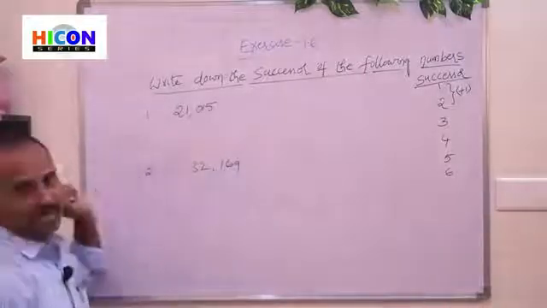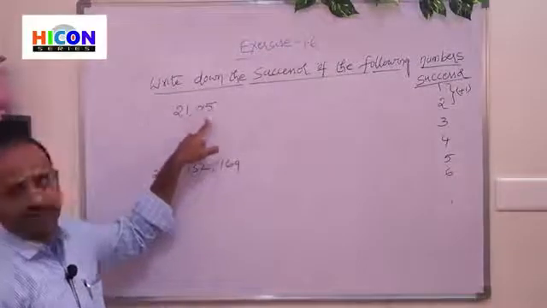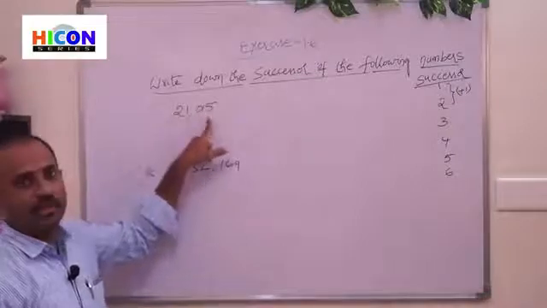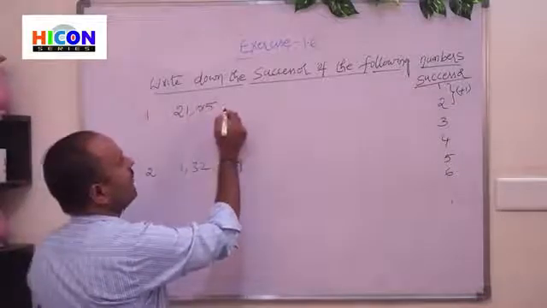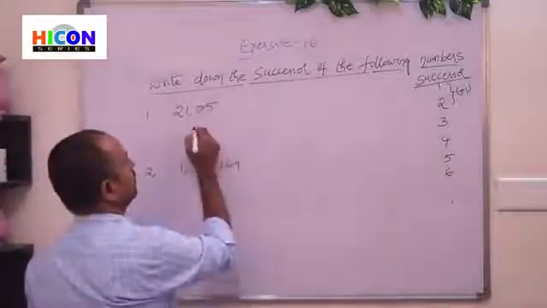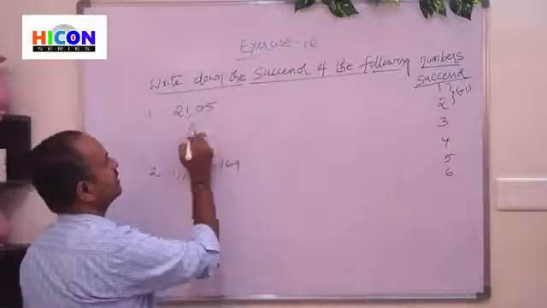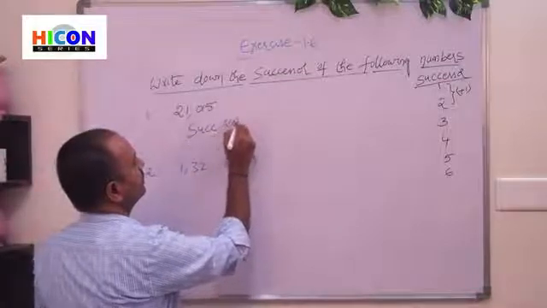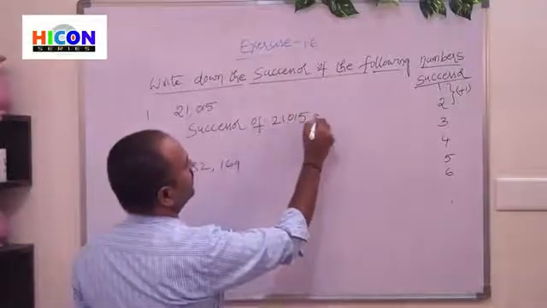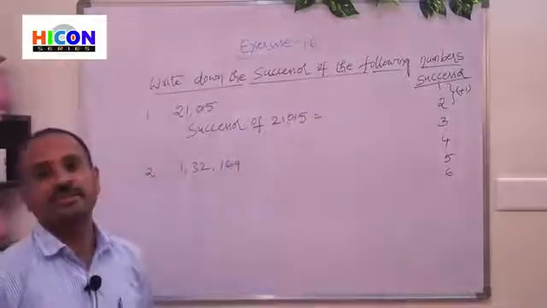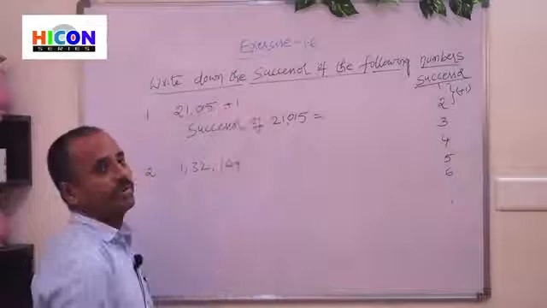There are 2 problems given. See the first problem, 21,015. What is the successor of 21,015? We have to add 1 to the given number. If we add 1 to the given number, we will get the successor. Successor of 21,015 is equal to, how can we obtain its successor? Just add 1.